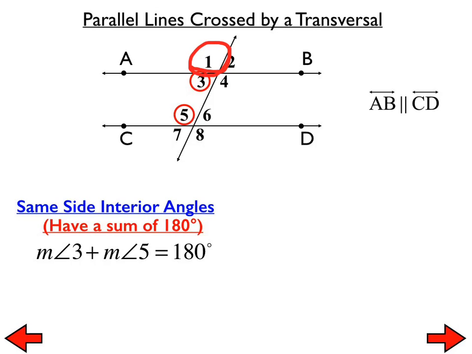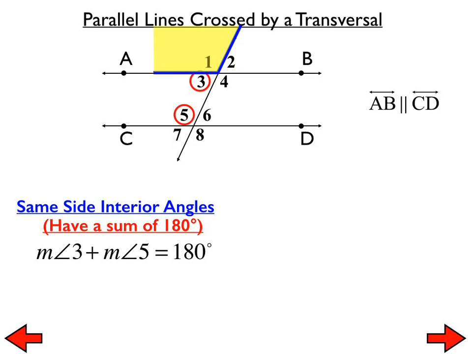Angle 1 and angle 5 are congruent to each other. Do you agree with that? Yeah. So, since you know that angle 1 and angle 5 are the same, and angle 1 and angle 3 are supplementary to each other, which means that angle 1 and angle 3 have to add up to 180, it should make sense to you then that angle 3 and 5 also have to add up, or have a sum, of 180.